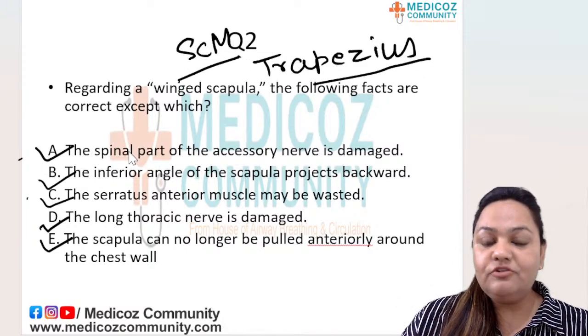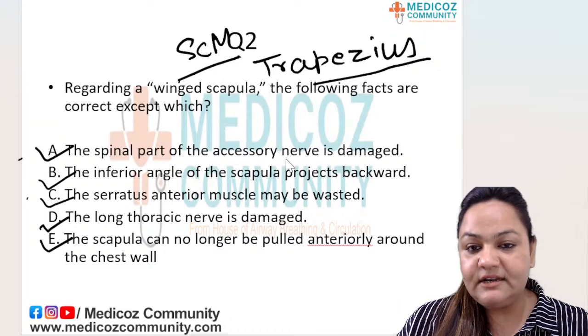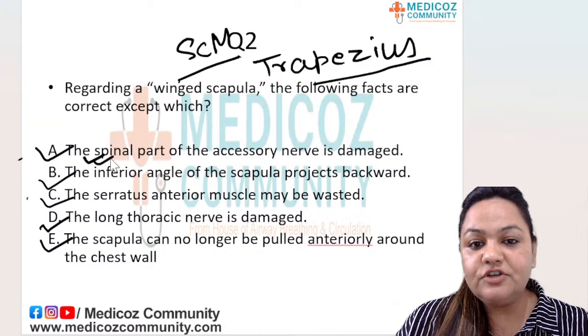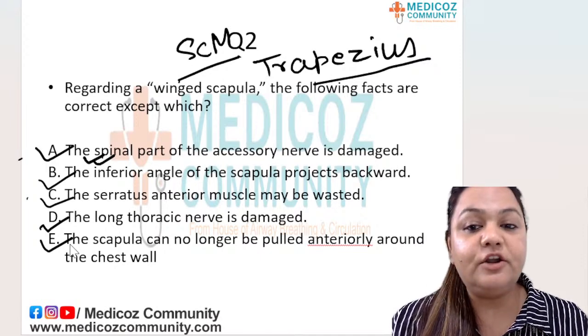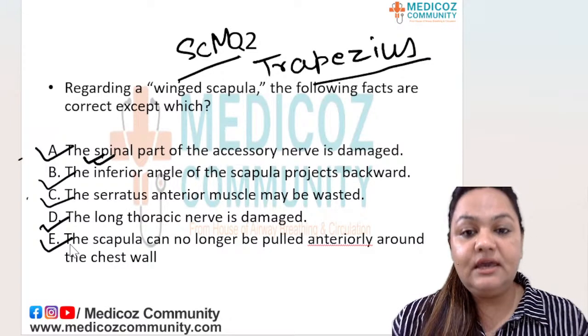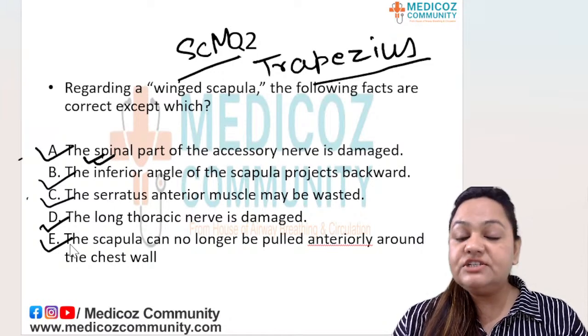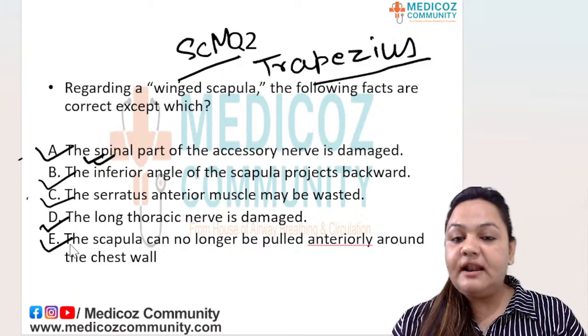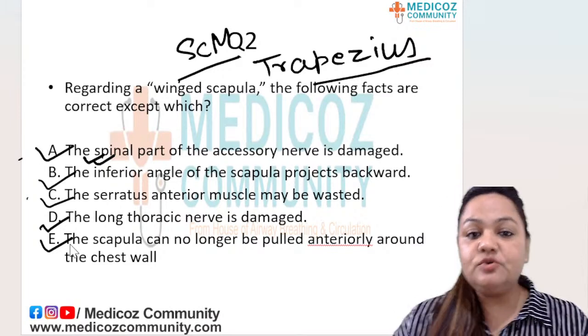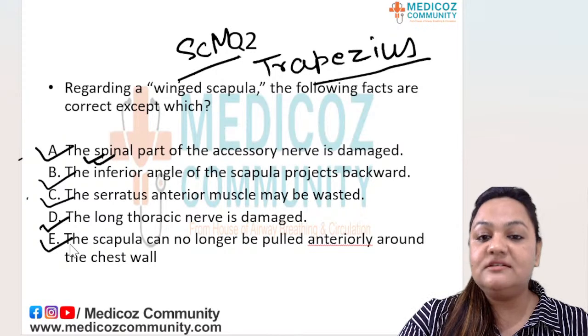Here we are talking about the serratus anterior and long thoracic nerve. Now the answer for this question is the very first one, that is, the spinal part of accessory nerve is damaged. Because in winging of scapula, the nerve which is damaged here is the long thoracic nerve, and the muscle which is paralyzed here is the serratus anterior. So the spinal part of accessory nerve is the answer to this question.